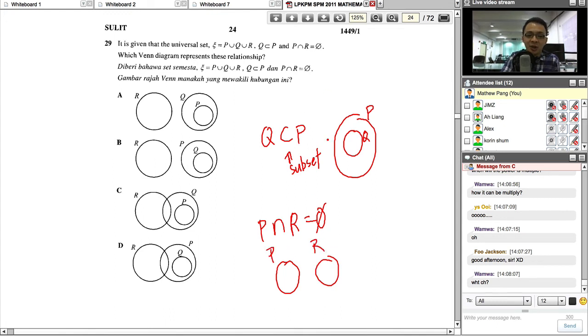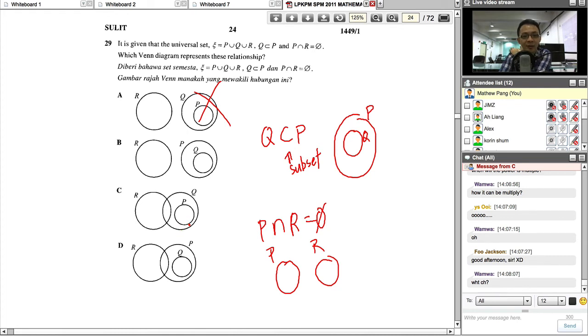Alright, so I see which one fulfills my condition. Q and P, this one is wrong. Okay, this one may be correct. P and R do not intersect. That P and R, they do not intersect. Okay, this one maybe is correct. Let me see. P and R do not intersect. Okay, this one, P and R do not intersect. Okay, wow, why do so many options seem correct?